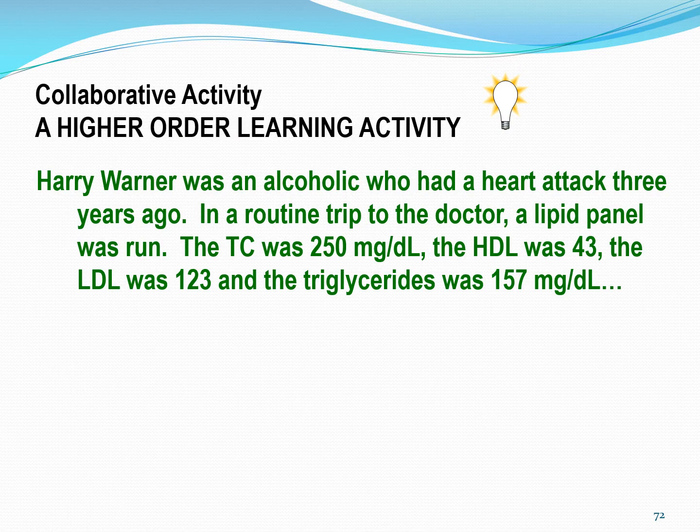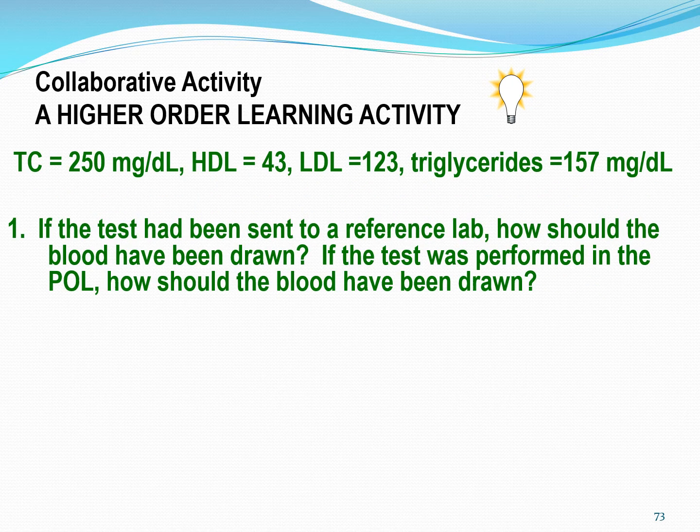So here's another one of our little activities, right? We have Harry Warner, who was an alcoholic who had a heart attack 3 years ago. In a routine trip to the doctor, a lipid panel was run. The total cholesterol was 250 milligrams per deciliter. The HDL was 43. The LDL was 123, and the triglycerides were 157. If the test had been sent to a reference lab, how should the blood have been drawn? If the test was performed in the physician's office lab, how should the blood have been drawn? You guys pause as these questions come up and see if you're getting the correct answer.